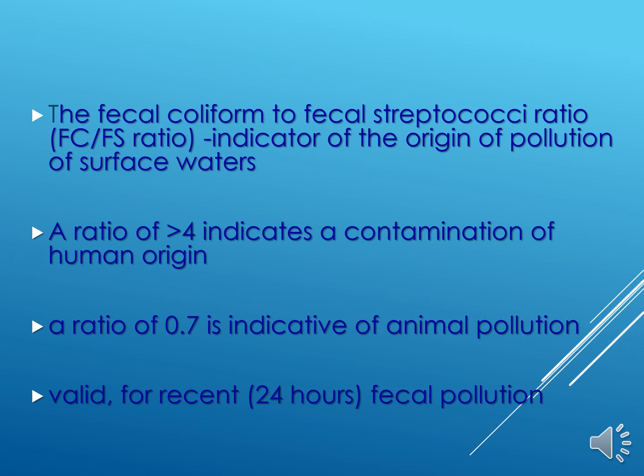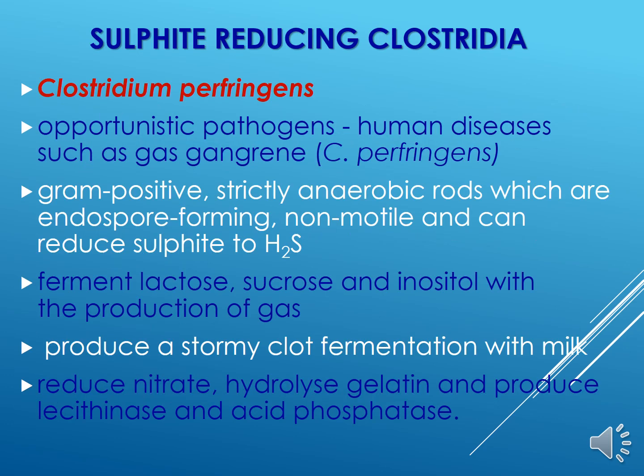There is a ratio, fecal coliform to fecal streptococci ratio, FC by FS, which can indicate the origin of pollution in surface waters. A ratio higher than 4 indicates human origin contamination. A ratio of 0.7 or similar indicates animal pollution. This is for recent fecal pollution.